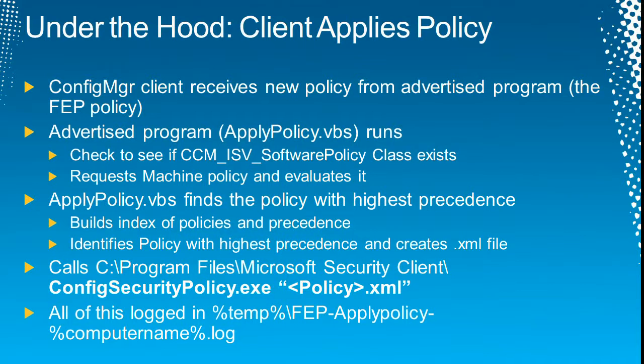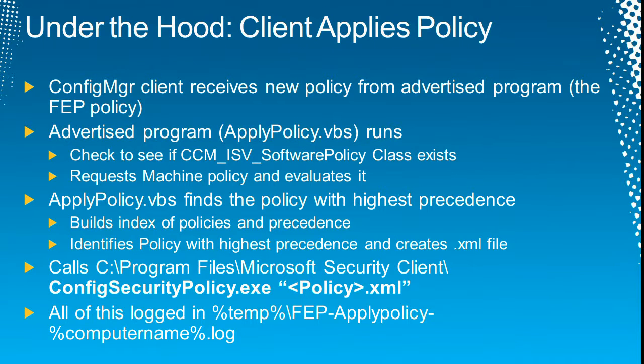When the program starts, it calls applypolicy.vbs. The first thing it does is check on the local client whether the namespace, the CCM_ISV_software policy class, exists. Inside of there is where we store all our policy information for the client. Once it verifies that's there, it then gets machine policy and populates it.